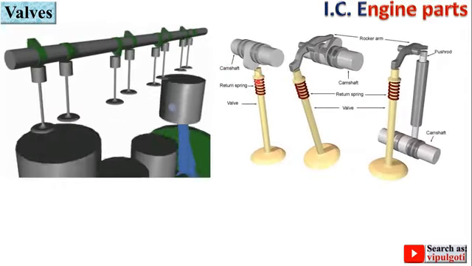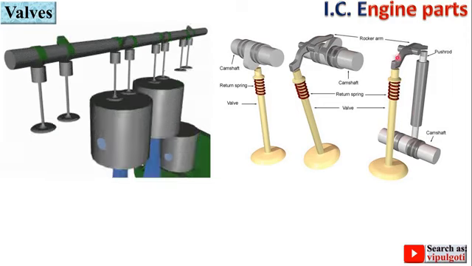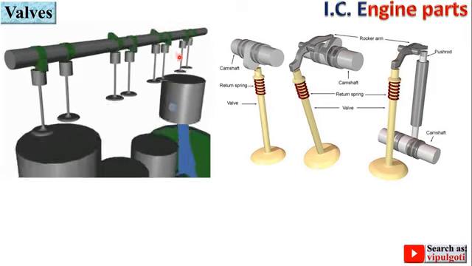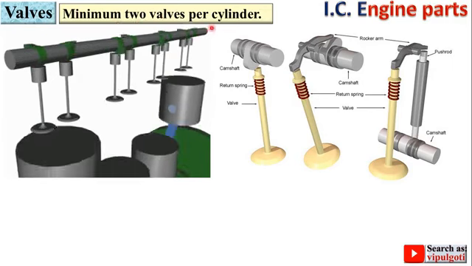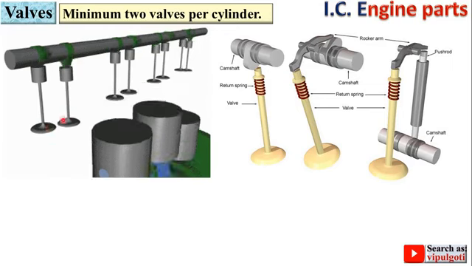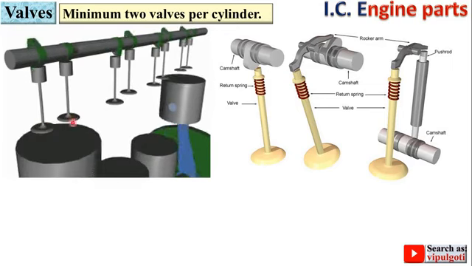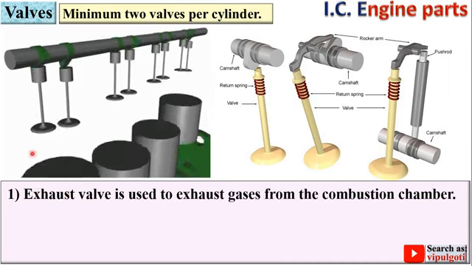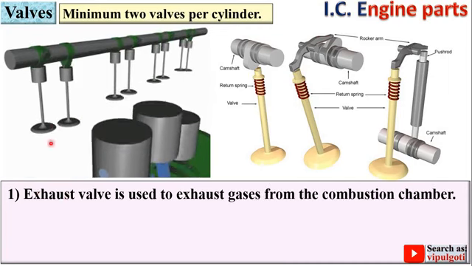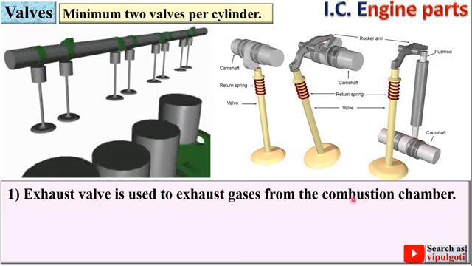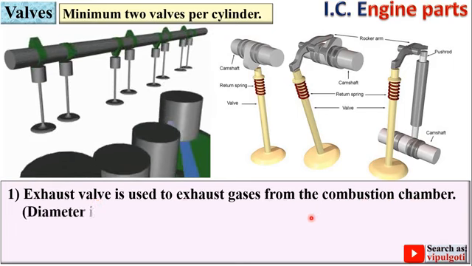So here you can see these are actually the valves, and here also you can see valves. So minimum 2 valves per cylinder. Here you can see per cylinder 2 valves are there. One is the inlet valve and another one is the outlet valve. Sometimes it is called the exhaust valve and inlet valve. So the exhaust valve is used to exhaust gases from the combustion chamber.